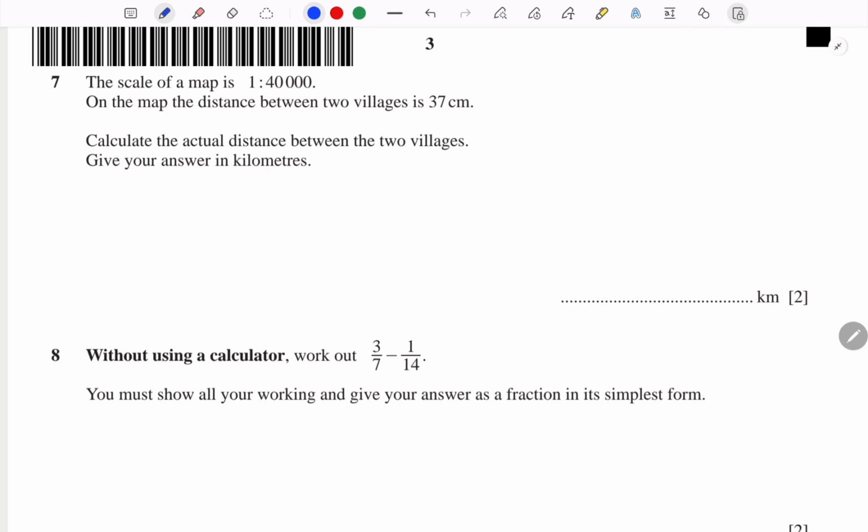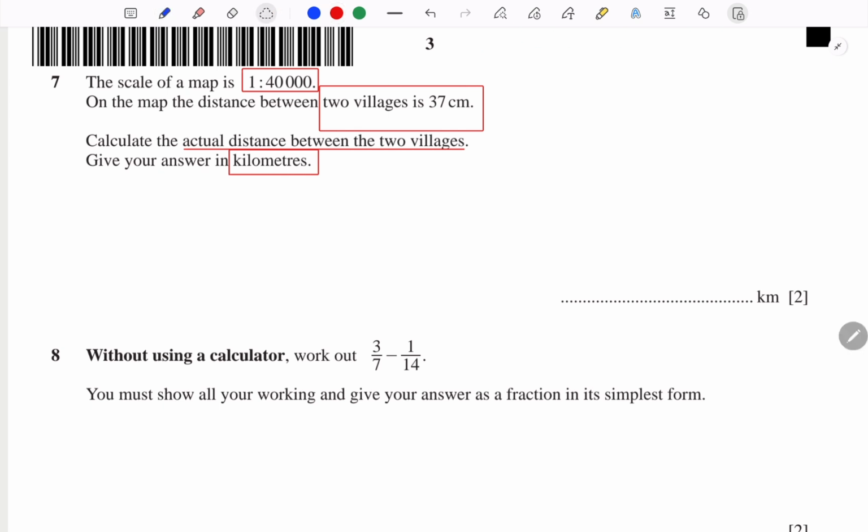Let's move to the 7th question now. The scale of a map is 1:40,000. On the map, the distance between two villages is 37 centimeters. Calculate the actual distance between these two villages. To solve this question, one more thing: our answer should be in kilometers. This is an important point, that we need to convert whatever answer we get into kilometers.